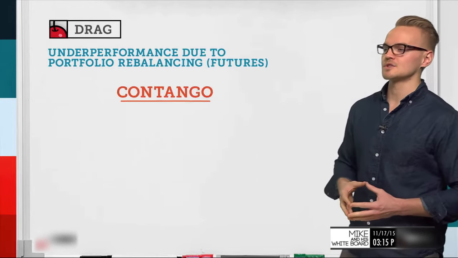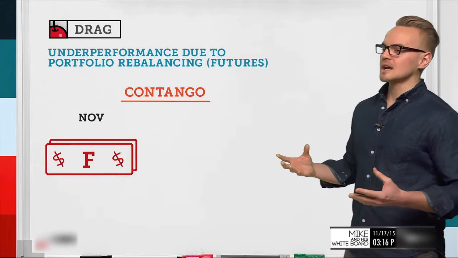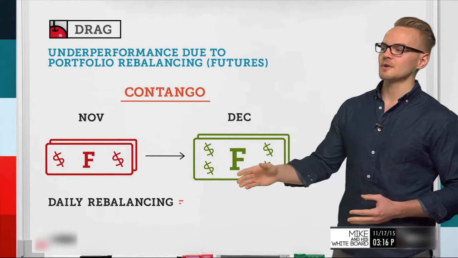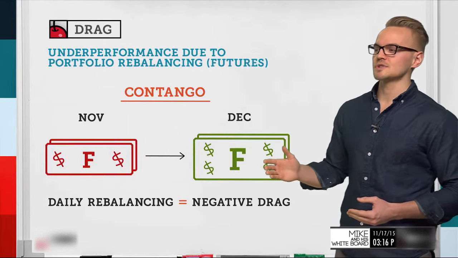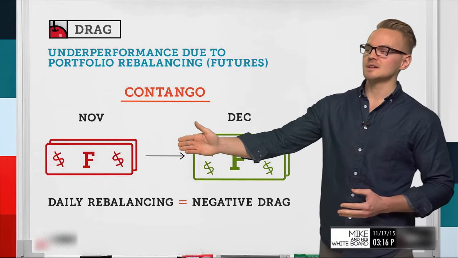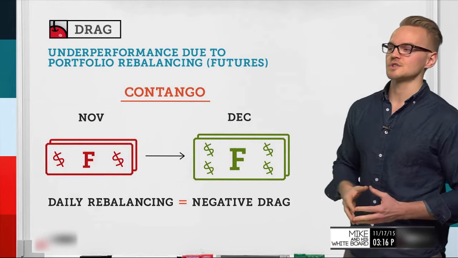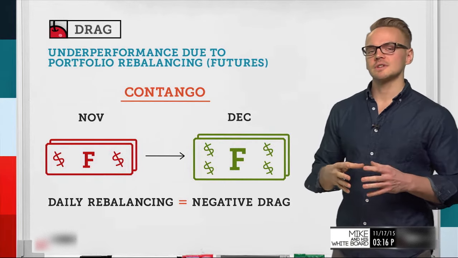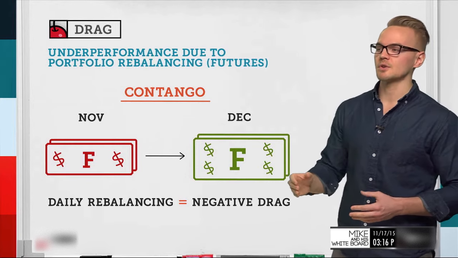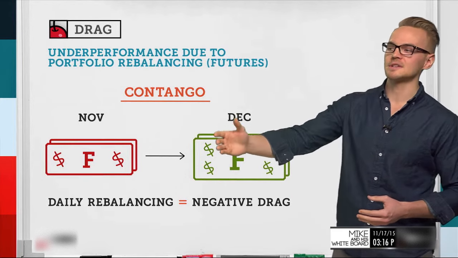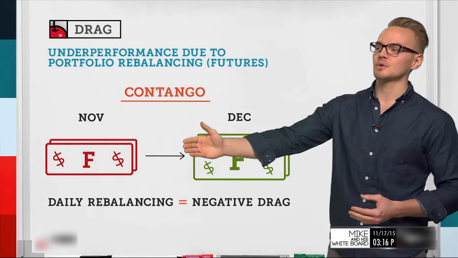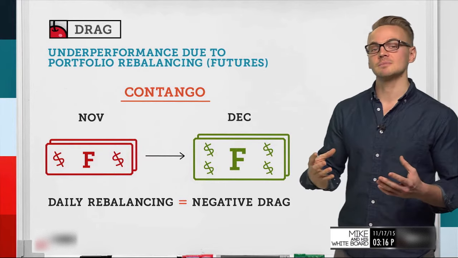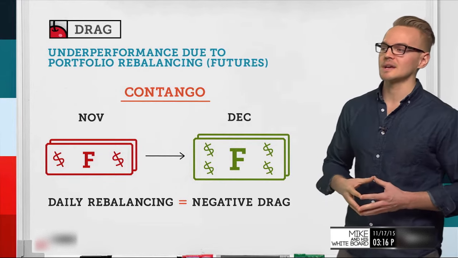Looking at drag and contango, we're looking at futures going from November into December. I want you to focus on the size of these futures contracts here. November is smaller and December is larger. One thing I want to point out is that these portfolios are not entirely made up of just one month. There's a portfolio balance between November and December. But if November is trading for less than December, it's going to create a negative drag when that portfolio is constantly rebalanced. If we go to the next slide, we're going to break it down with some numbers.